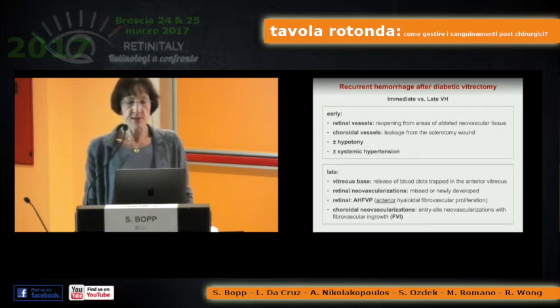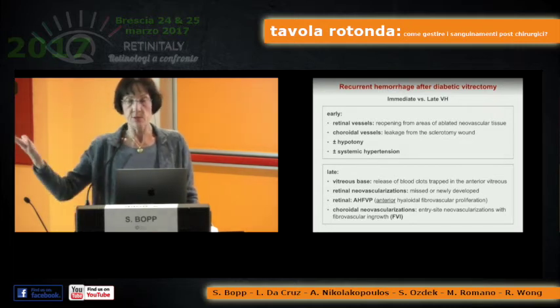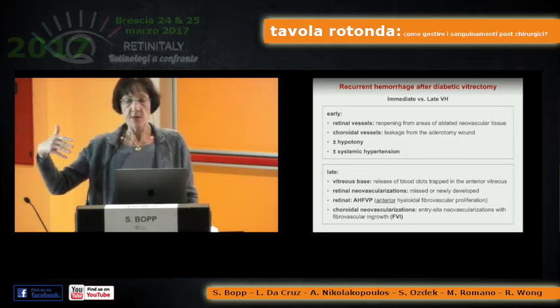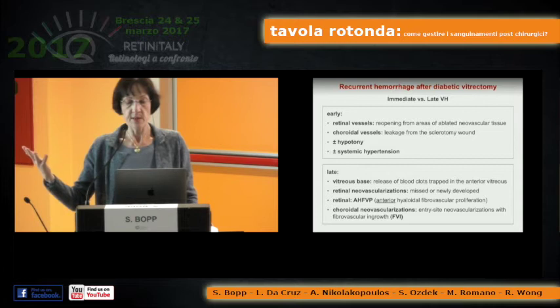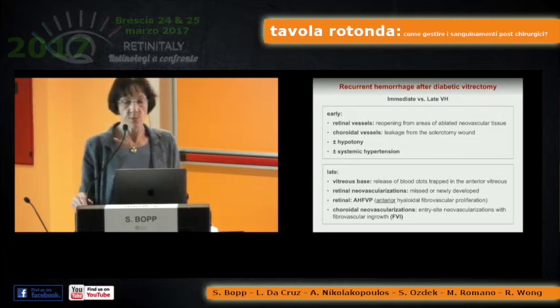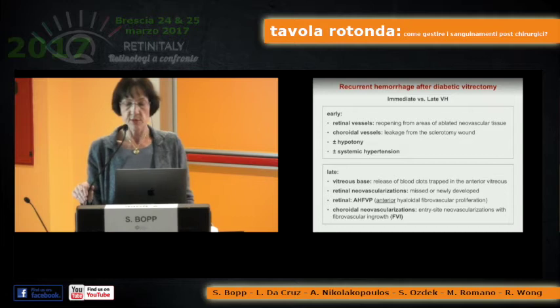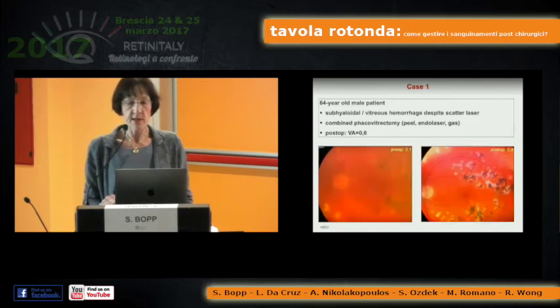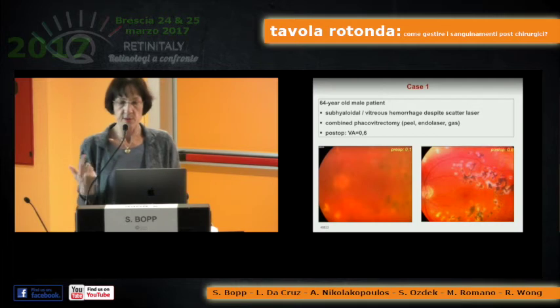Next are retinal neovascularizations, either missed ones or those that newly develop after vitrectomy, and something which is not so common and quite rare, the anterior hyaloidal fibrovascular neovascularizations. And last but not least, choroidal neovascularization at the entry site where you previously have been. And I would like to give you a few examples to illustrate this.